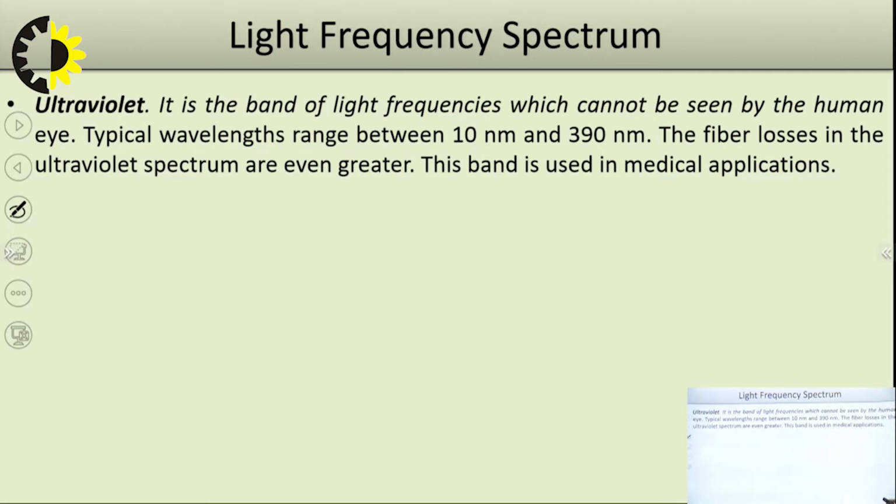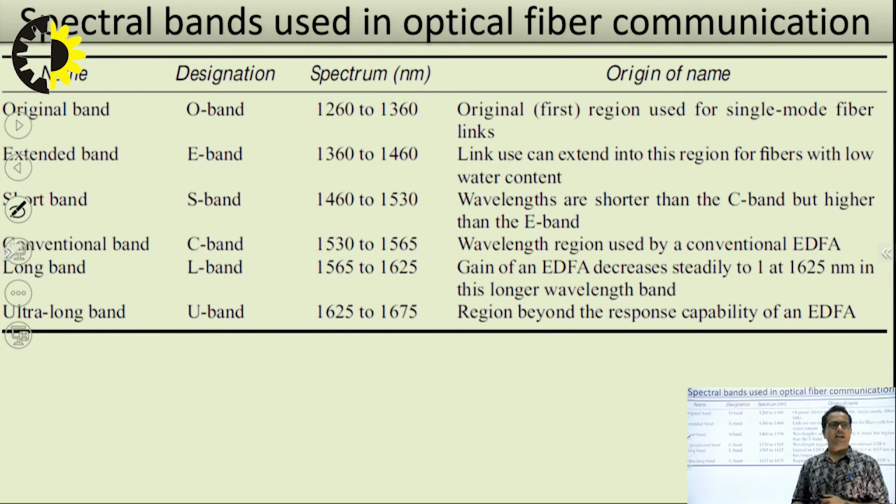So once we got the information about the frequency spectrum in which optical fiber communication can work, after that we have to see what the different spectral bands are that are used in optical fiber communications. So the first band is called the original band, also called the O band. Its wavelength ranges from around 1260 to 1360 nanometers.